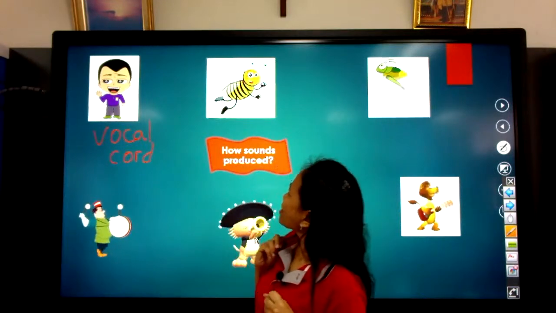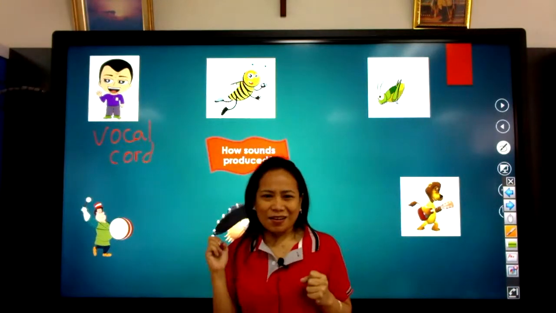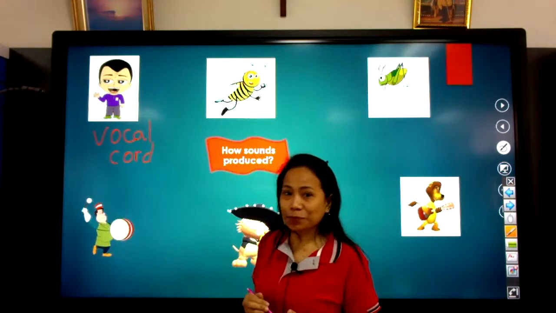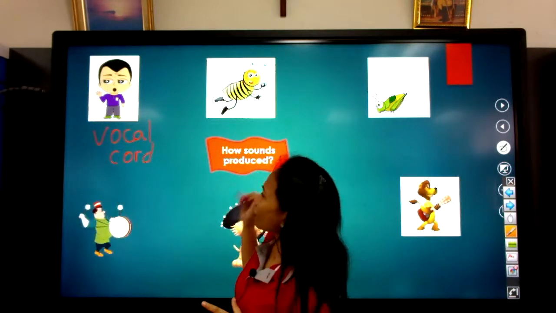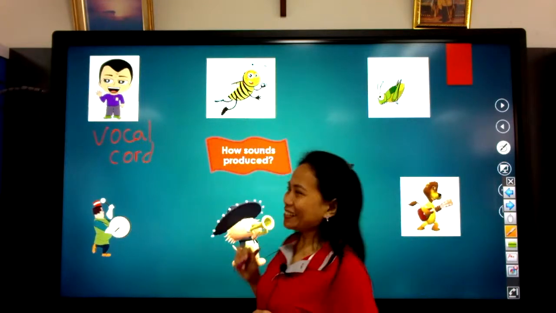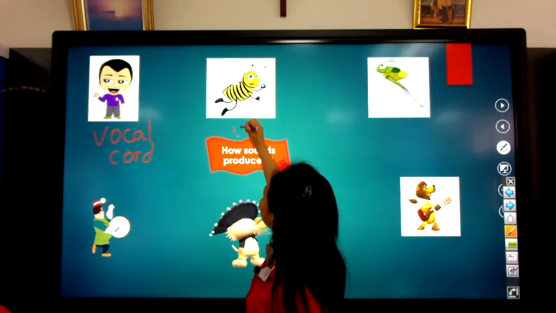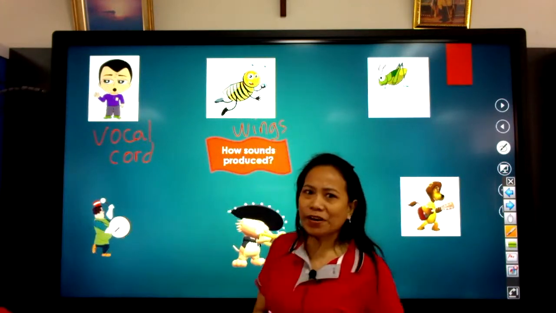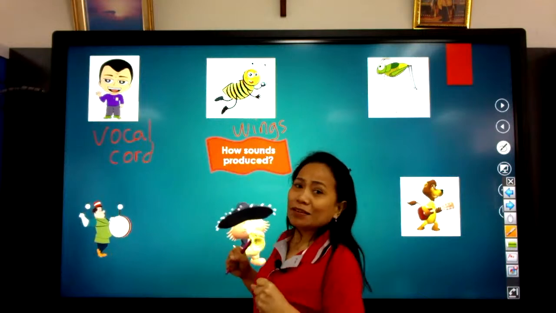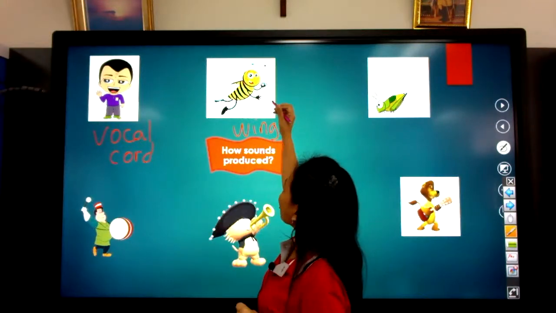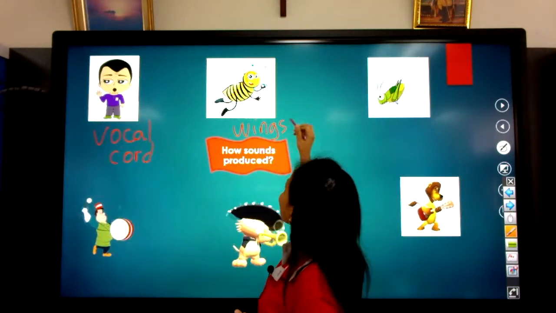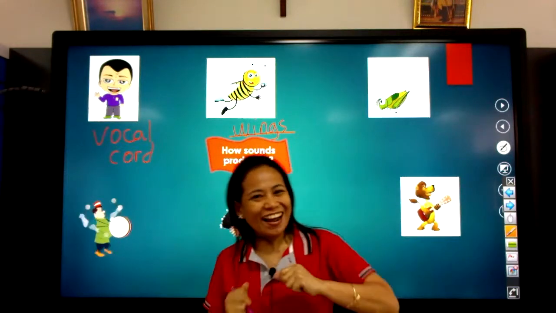So, how about the bee? Does the bee have a vocal cord that vibrates to produce sound? How does the bee produce the sound? Very good, your answer is correct. Their wings vibrate very fast and quickly. So they don't have vocal cords. Their mouth doesn't produce a sound. It is produced by their wings, right?